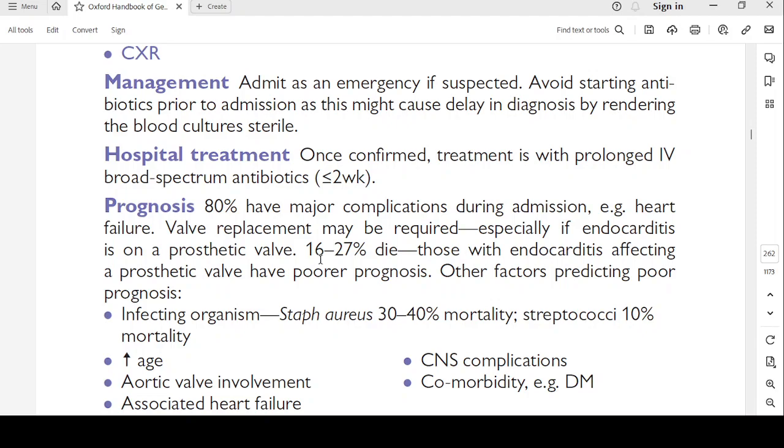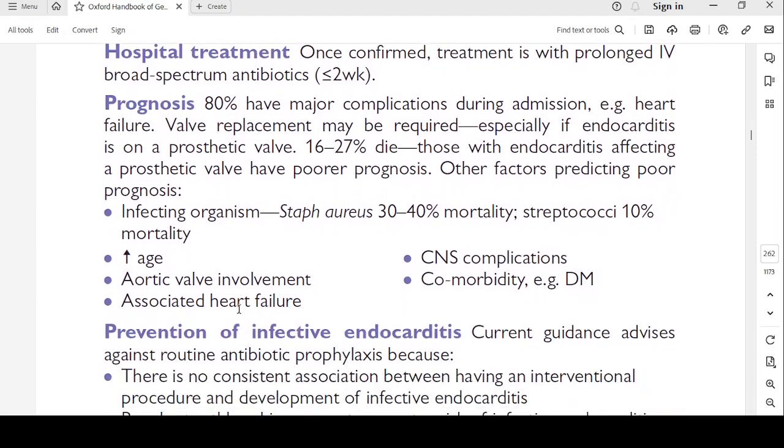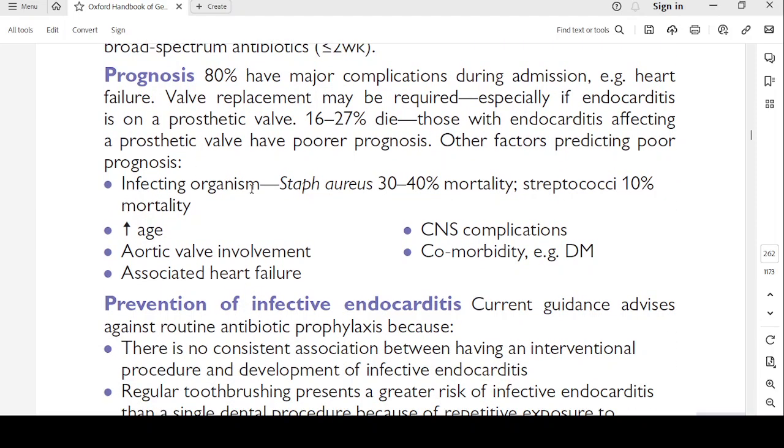16 to 27% die. Those with endocarditis affecting a prosthetic valve have poor prognosis. Other factors predicting poor prognosis in infective endocarditis are the infecting organism. If it is Staph aureus, mortality is 30 to 40%. If it is Streptococcus viridans, only 10% mortality. Also increased age, aortic valve involvement, associated heart failure, CNS complications, and comorbidity like diabetes.